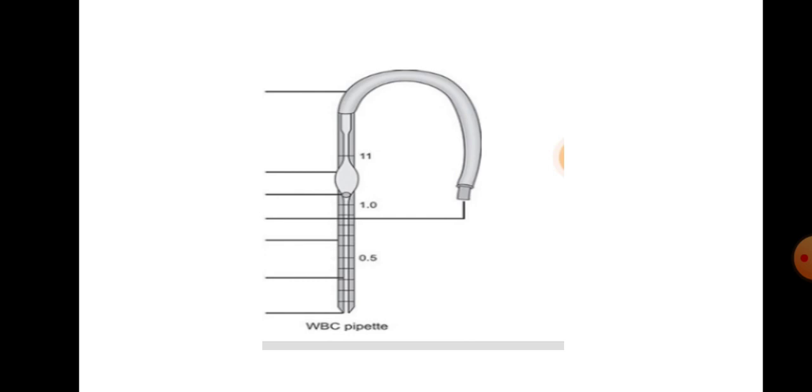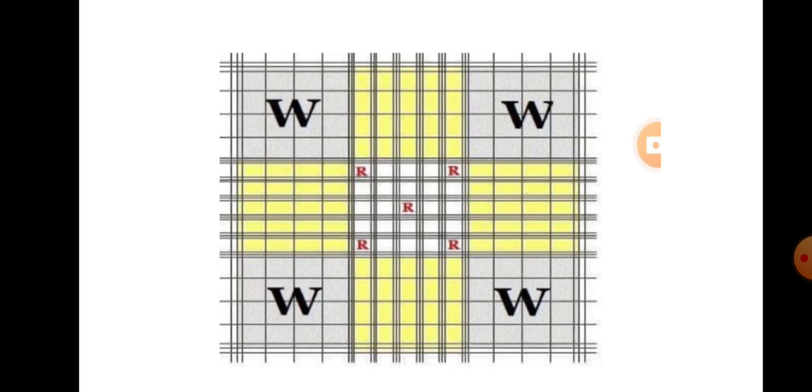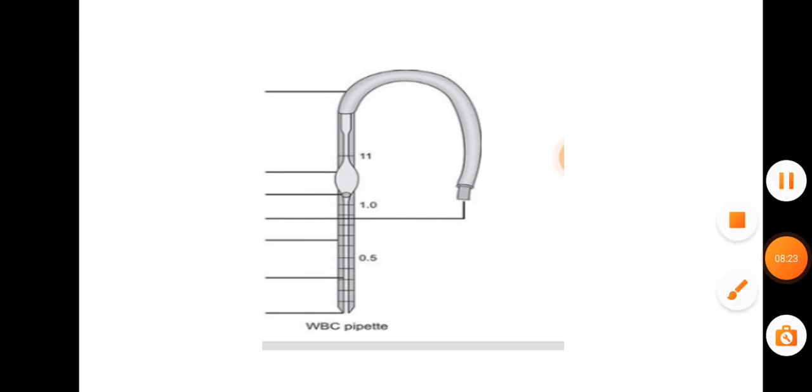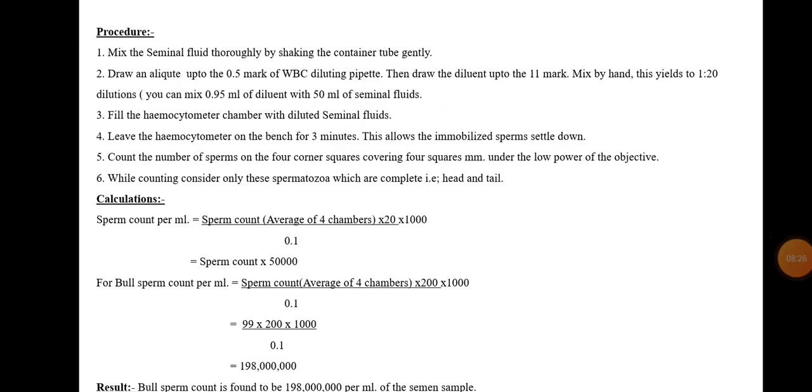And then this fluid from the WBC pipette is released or blown into the grooves of the hemocytometer or the Neubauer's chamber, on the Neubauer's hemocytometer slide, as we have already kept it ready under the 10x or low power microscope, along with the cover slip. So here, in the 4 corners of this WBC chamber or the squares, we have to count the total number of the sperms. So the procedure is very easy.